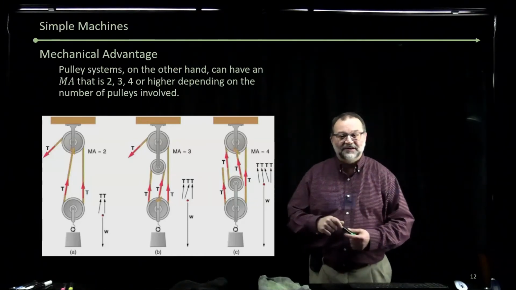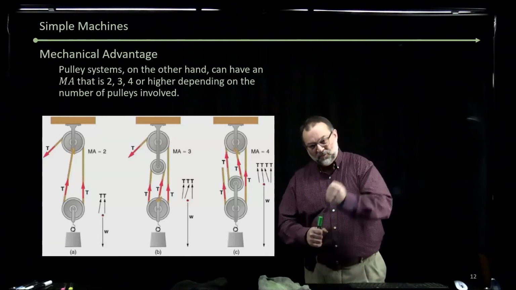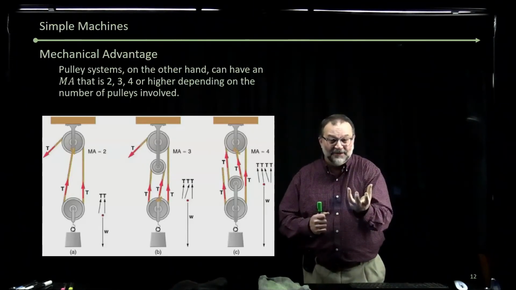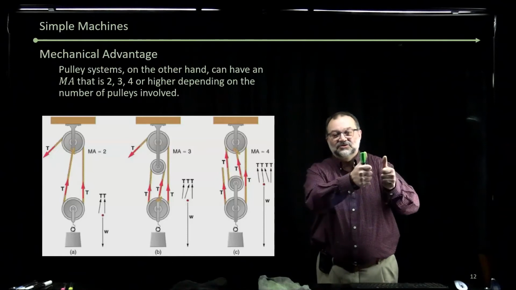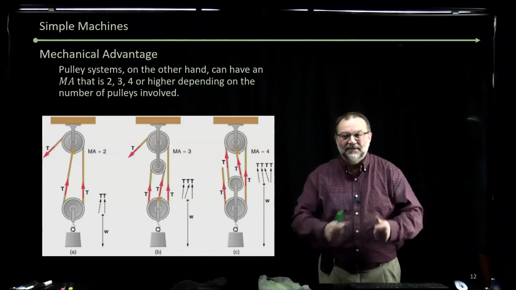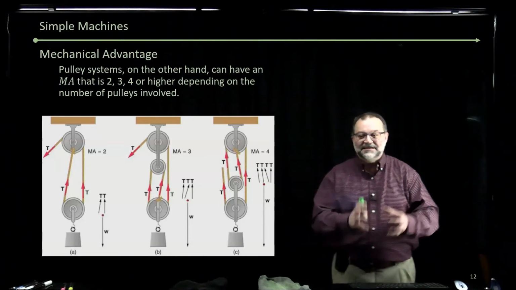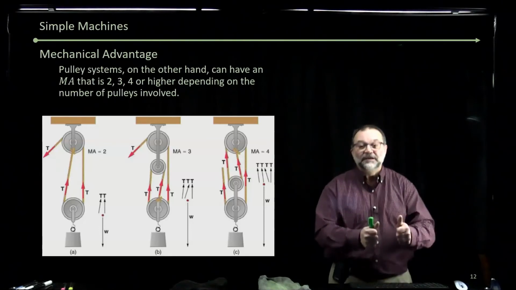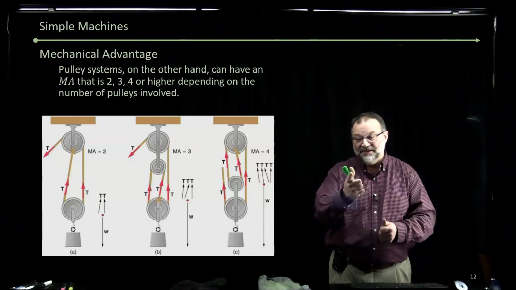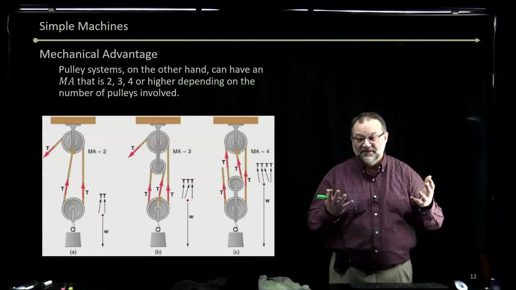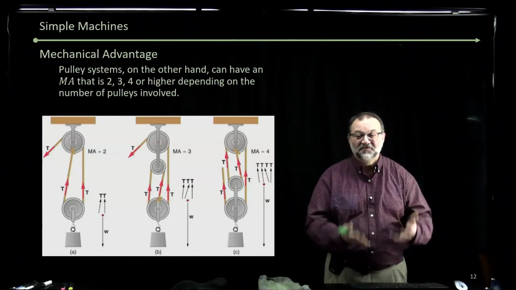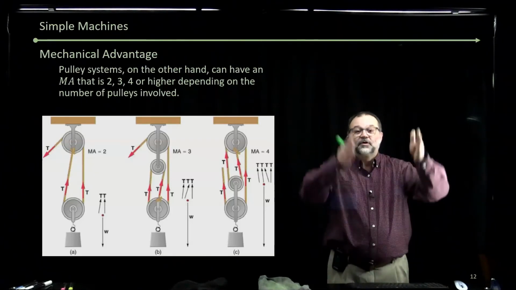System A, mechanical advantage is 2. Why? Well, I'm pulling with a tension T. But if you look at what the weight is hanging on, it's hanging on a pulley that has T going up twice. And so that's a mechanical advantage of 2. The second one, B, you look at the weight. The weight has 3 ropes going up, so you've got a mechanical advantage of 3. And then in this final system, the pulleys are configured differently. You now have a mechanical advantage of 4 because you've got 4 going up.